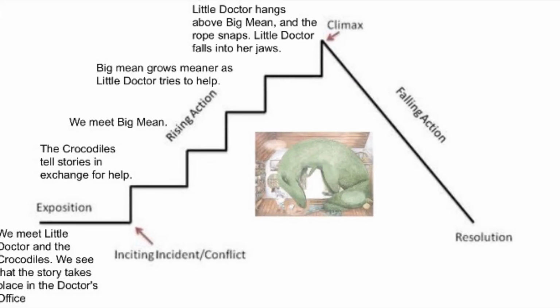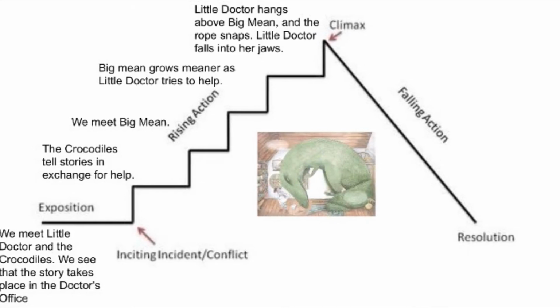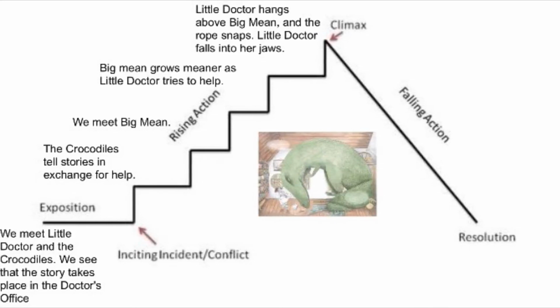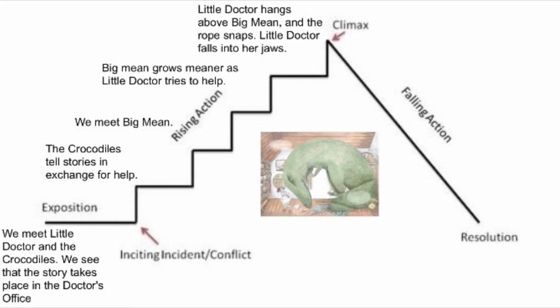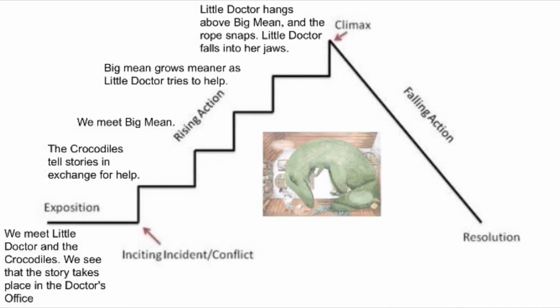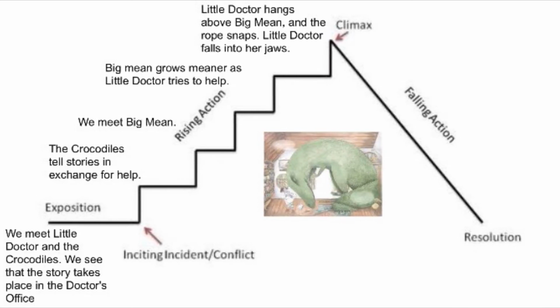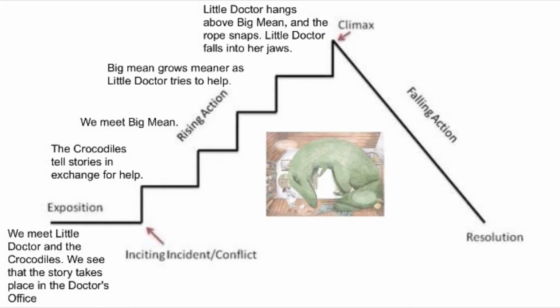Think about what the most intense part of the story was. This is the climax. Little Doctor hangs above Big Mean by a rope, and suddenly the rope snaps. Little Doctor falls into her jaws, surrounded by black, where she thinks she will be munched and crunched. This is a moment of excitement and fear for readers and Little Doctor. This is the climax of the story.